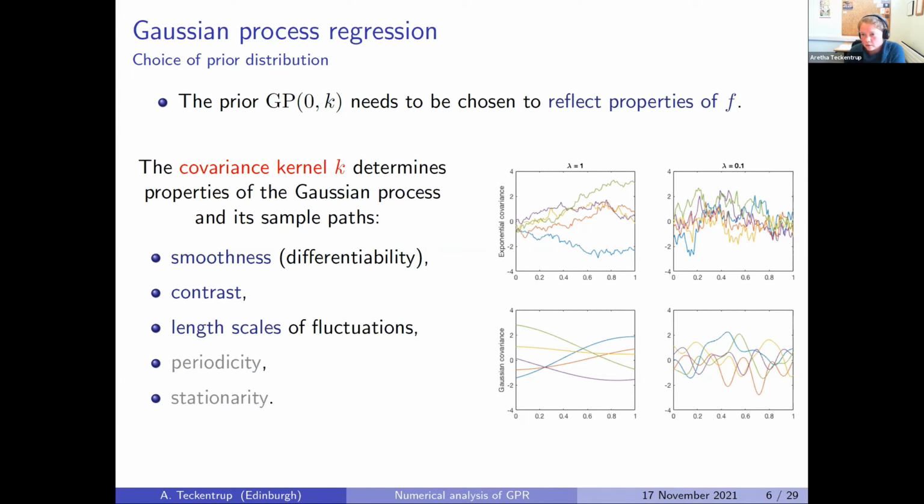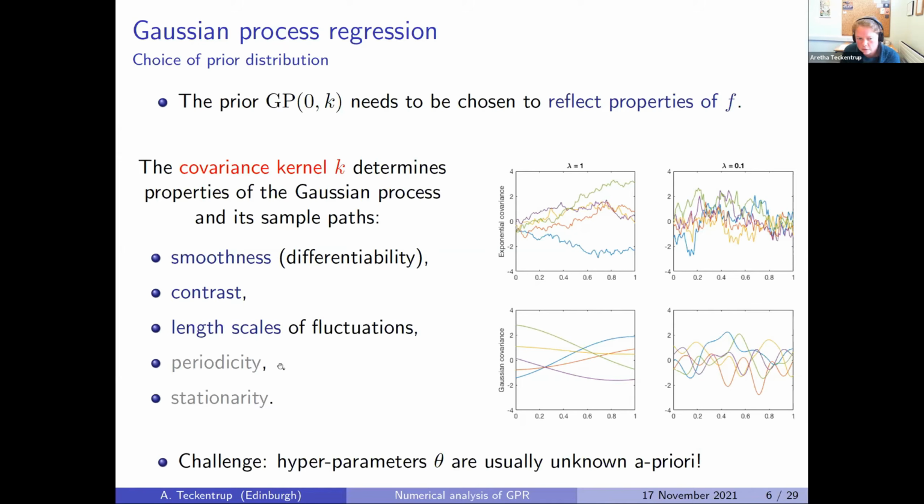So all of these properties of the Gaussian process and the sample paths are determined by the covariance kernel. Right? And in particular, there are typically some hyperparameters theta that govern all of these things. There's typically some parameter lambda that governs the length scale. Then there's the sigma squared, the marginal variance. And there's typically also a parameter that gives you the smoothness.